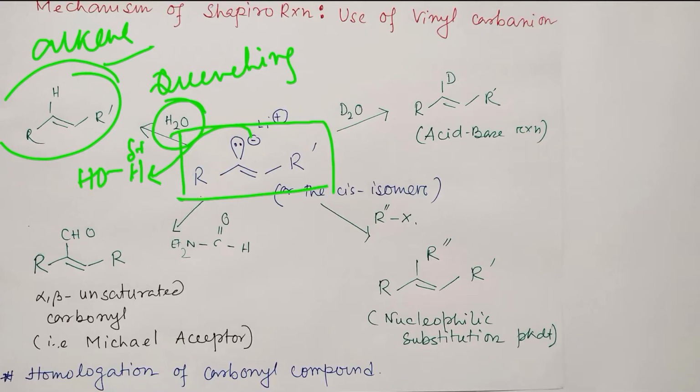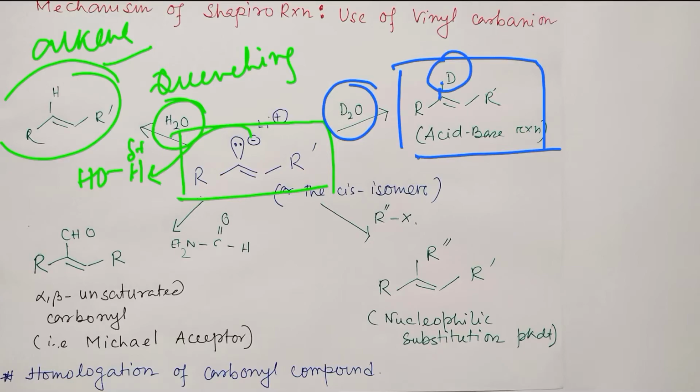Now second, interestingly, instead of water, if you use D2O, then you can get a deuterium-substituted alkene, and this is very interesting. See, this deuterium has a bond with this vinyl carbon, and this protonation or deuteration are both acid-base reactions, where the vinyl carbanion acts as a base and the water molecule or D2O molecule acts as an acid. Similarly, we have discussed this acid-base property, but we know that a carbanion can act as a nucleophile. So this can act as a nucleophile also. Vinyl anion is a nucleophile.